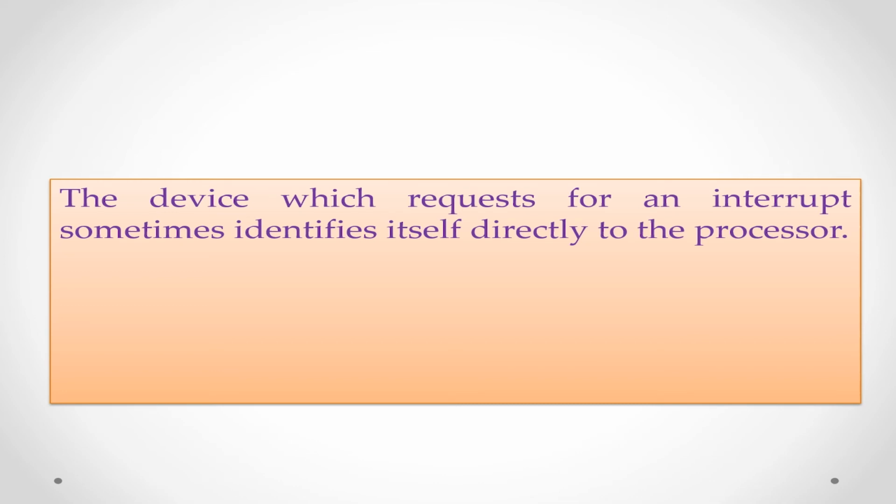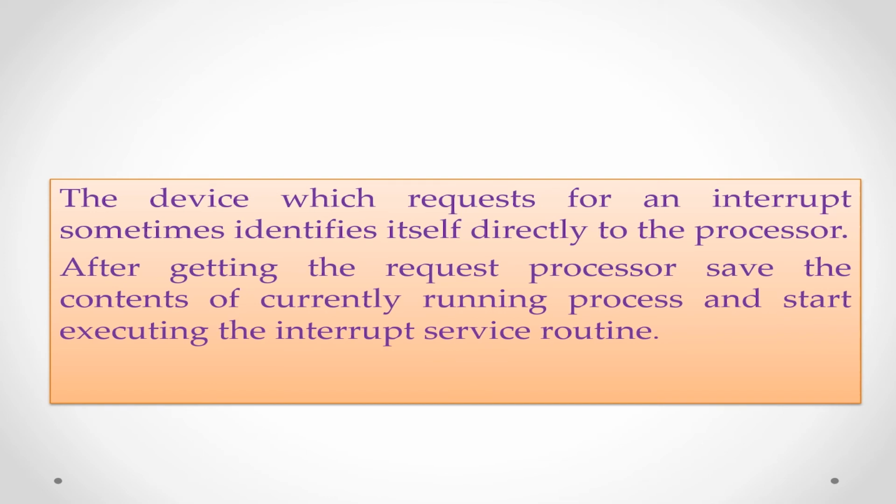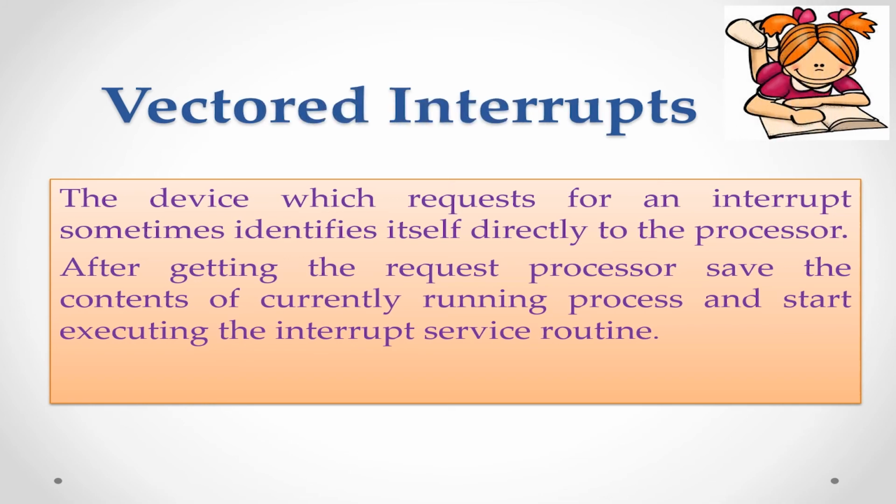The device which requests for an interrupt sometimes identifies itself directly to the processor. After getting the request, the processor saves the content of the currently running process and starts executing the interrupt service routine. This kind of interrupt is called vectored interrupts.